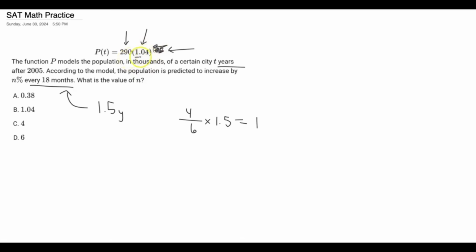But because it's greater than that, it's 1.04, what this represents is a 4% increase, right? So if it was, let's say, 1.1, that would be a 10% increase. And so we know right here, it's a 4% increase. So the question says, according to the model, the population is predicted to increase by n% every 18 months. The value of n is what? Well, we said n would be 4%. So the answer here is C.